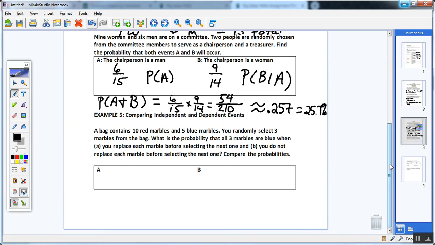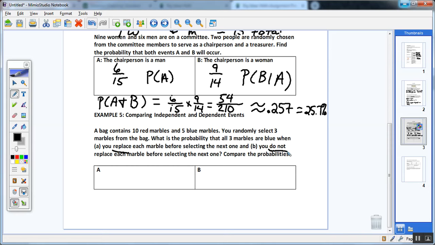So, comparing independent and dependent events. When does stuff depend on things and when are they free of each other? A bag contains 10 red marbles and 5 blue marbles. You randomly select 3 marbles from the bag. What is the probability that all 3 marbles are blue when A, you replace each marble, and B, you do not replace each marble before selecting the next one. Okay, so event A, event B, which one's independent?